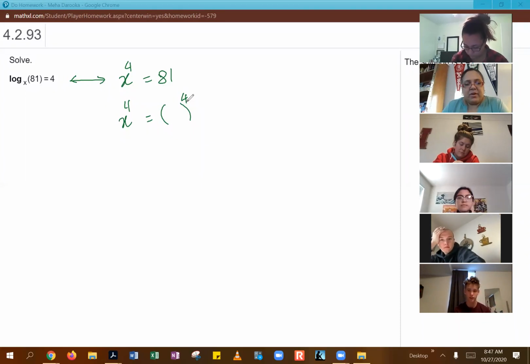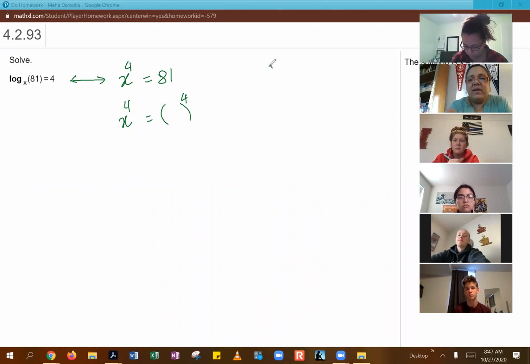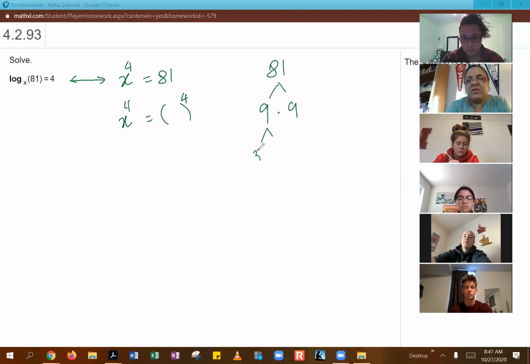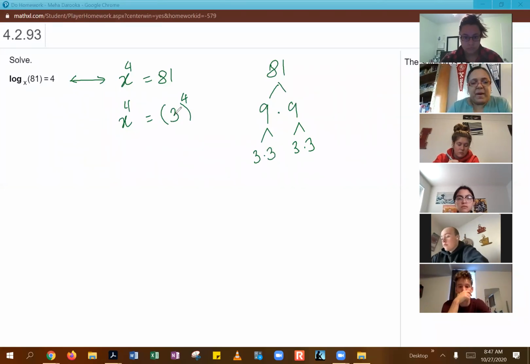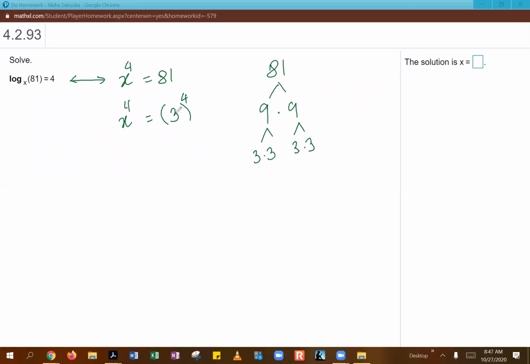So what do you get for your x? Yeah, very nice, because we can rewrite 81. Of course, you can start with 9 times 9, and then we can break each of those 9 down into 3 times 3. So you can see that comes out to be 3 to the 4th power. Now you can think of this as being the reverse of the one-to-one property for exponential functions, because in this case we are saying our exponents are the same, 4 and 4, so that means our x equals 3.